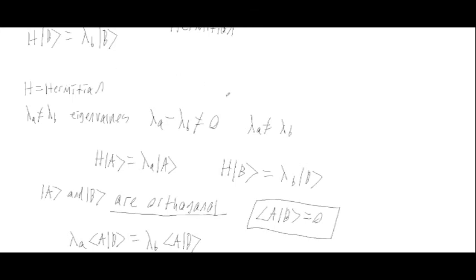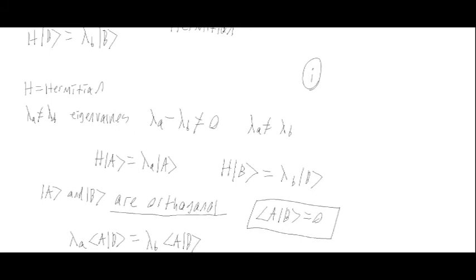Just as a spoiler alert, when you see the Schrodinger equation, you often see the operator being multiplied by an imaginary number. And then what we can do is just shuffle these around. We will get into that more in future videos.